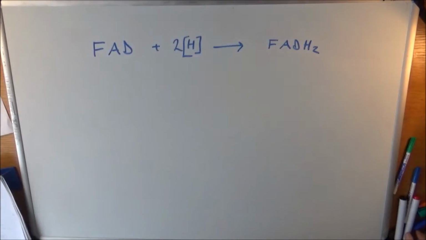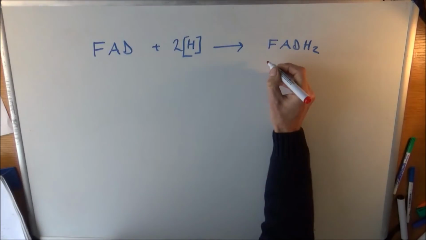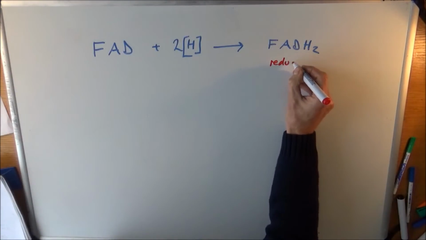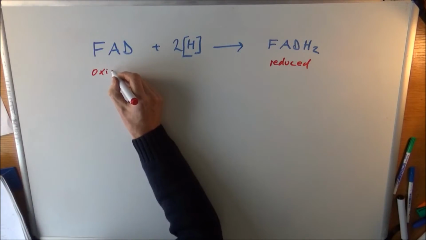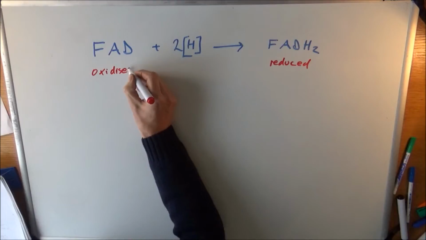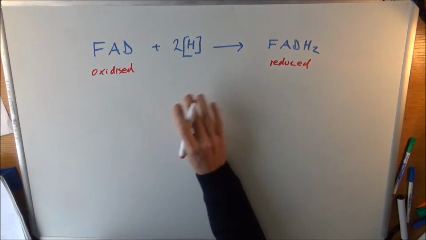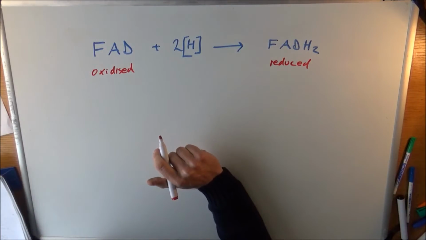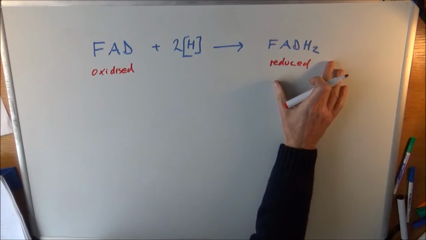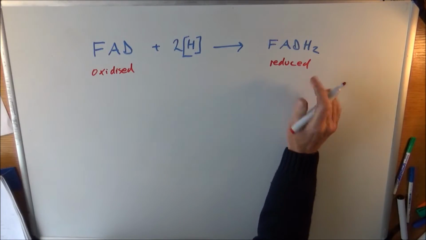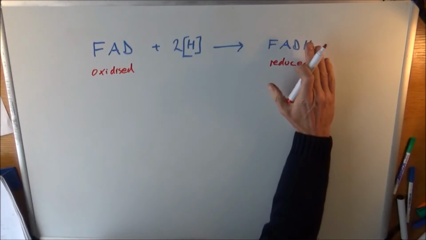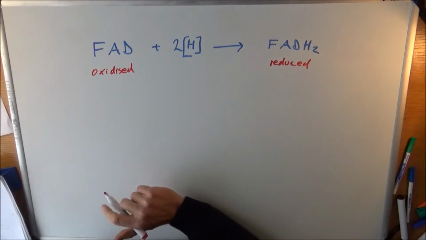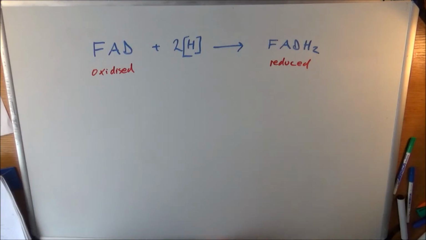Now, you would call this the reduced form of FAD, and you would call this the oxidized form of FAD. And in your exams at A level, it's fine just to call that FAD reduced. As long as you're clear about what you're saying, you could write FADH2, or you could write just FAD but say reduced form, something like this. This is a reduction reaction.